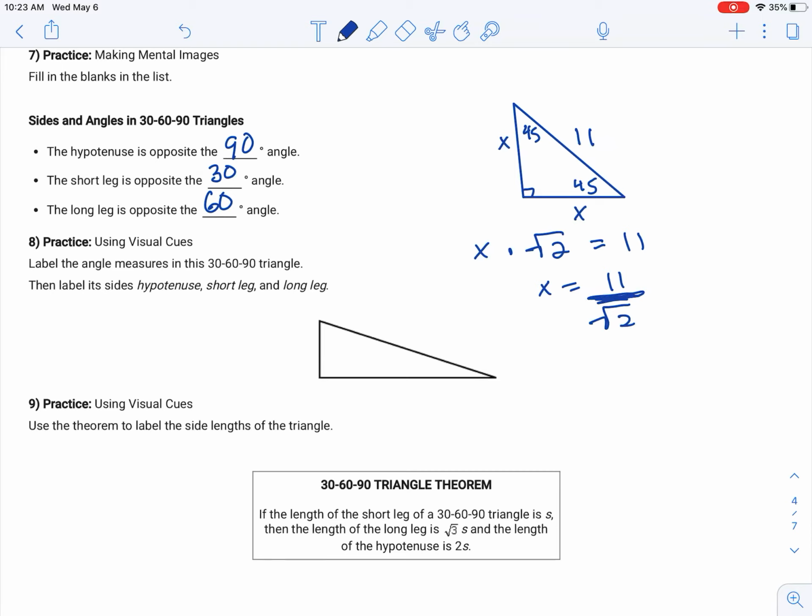So here's what you do. You just got to memorize this, okay? This is not okay. You can't have that as a denominator. So to get rid of it, it's real easy.